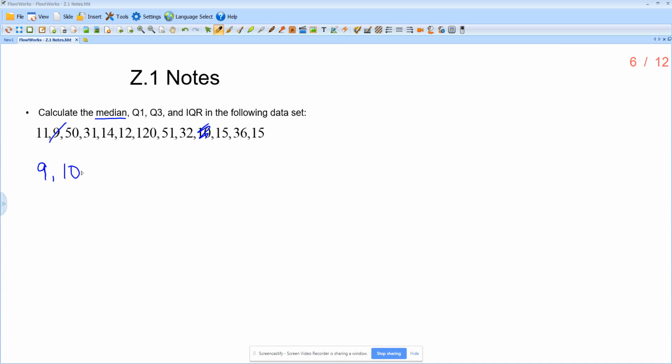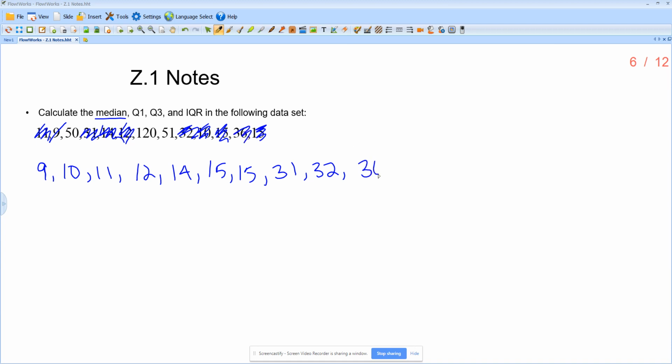10, I have 11, 12, 14, I have two 15s. Looking for my next smallest, it looks like 31. We make a nice leap there. 32, 36, 50, 51, and 120.